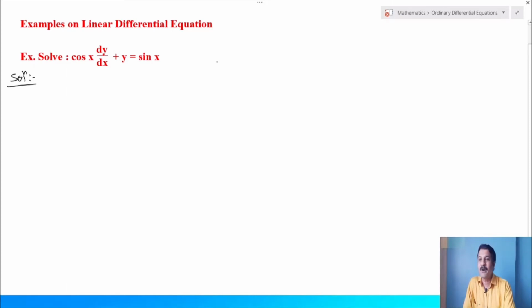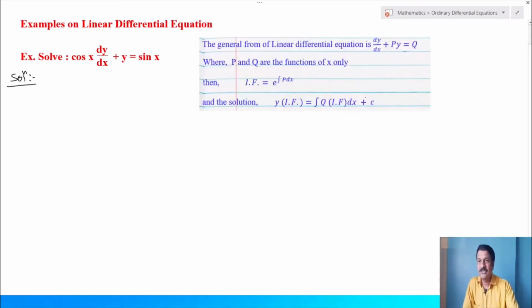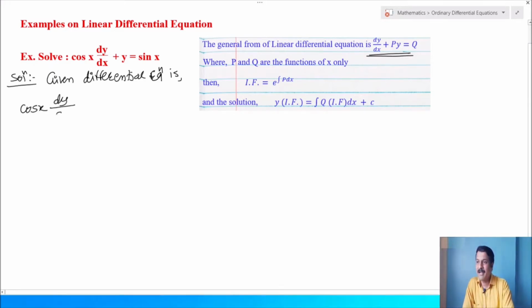So what is the general form of this? Without fail we should know the theory part of the linear differential equation. This is the general form of a linear differential equation, dy by dx plus p into y equal to q, where p and q are the functions of x only. Then you find I.F. and then the solution. Okay, now here I want to write the given differential equation in general form. First, the given differential equation is cos x dy by dx plus y equal to sin x. So I want here dy by dx first.